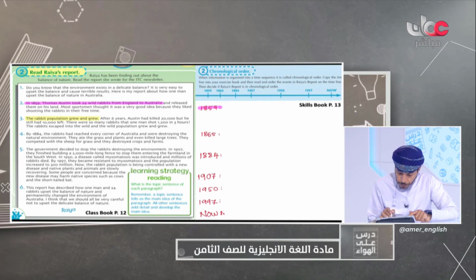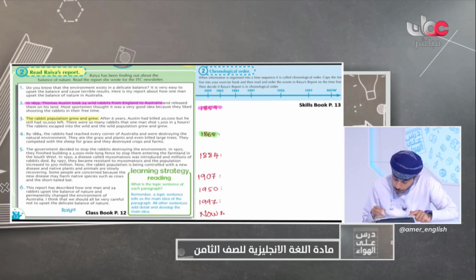In this year, Thomas Austin took 24 wild rabbits from England to Australia. Okay? Very good. But now, in green, what happened in 1865? It's written here. Okay? What happened?